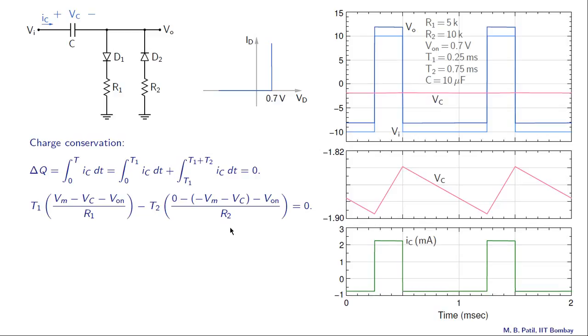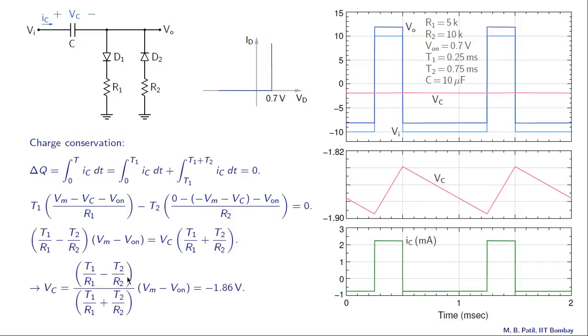Now it's a simple matter of solving this equation for Vc. Let's take Vc on one side, and we get T1/R1 plus T2/R2 times Vc here, and everything else on the other side. And that gives us the value of Vc. And for this example, with the numbers given here, Vc turns out to be minus 1.86 volts. And of course, it agrees well with our simulation results.